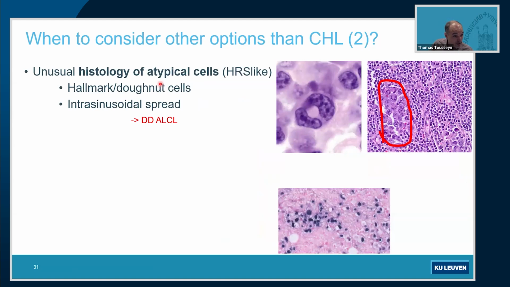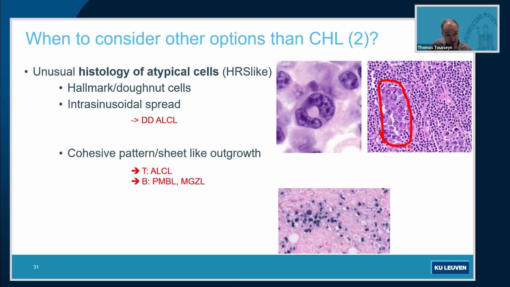Other considerations are, of course, looking at the morphology of the cells. I already showed you the spectrum going from the typical Reed-Sternberg cell over the mononuclear cell, the lacunar cell, etc. But of course, there are other lymphomas that have large atypical cells, like, for example, ALCL with the typical hallmark or donut cells as illustrated here. Look for them. Also, intrasinusoidal spread is something you normally don't see in Hodgkin lymphoma, but is often seen in anaplastic large cell lymphoma.